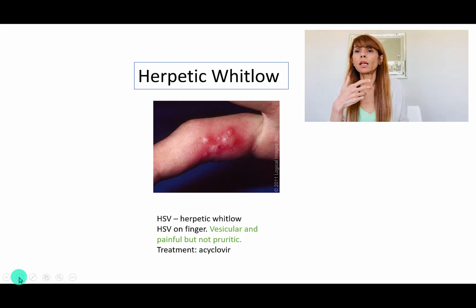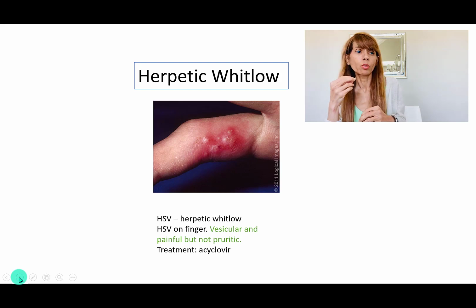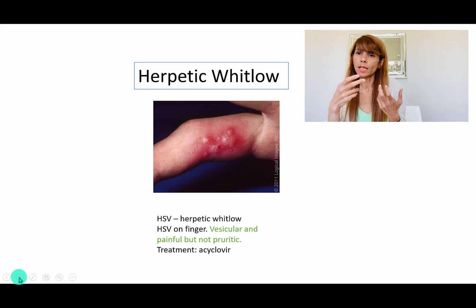Herpetic whitlow is basically a painful condition caused by herpes virus and usually occurs on fingers around the skin, and patients have a lot of pain. So they may show this, and you may misdiagnose it as dermatitis. But when you see that there is pain as opposed to itching, then you should go ahead and make the diagnosis of herpetic whitlow, and of course we need to treat it with acyclovir.